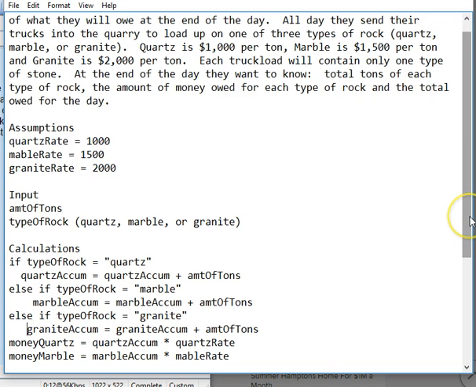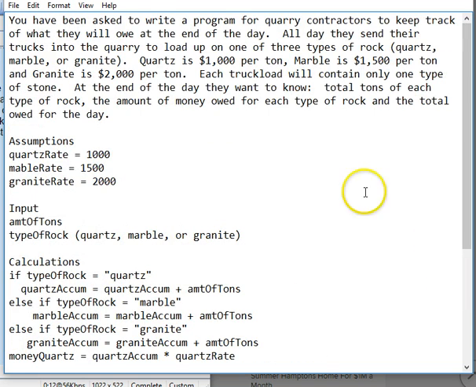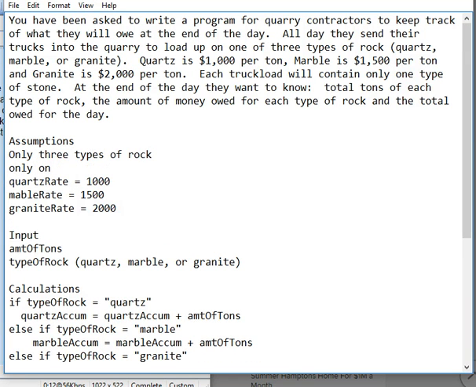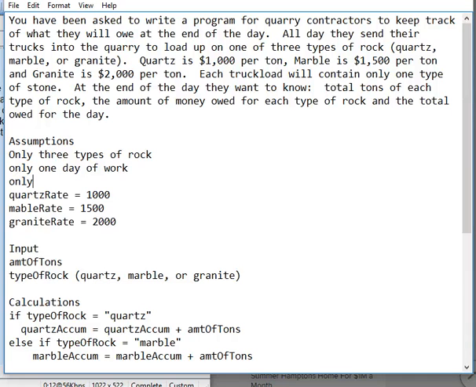So we have now finished our, let's go ahead and do one more thing in our assumptions. Only three types of rock, only one day of work, and only one contractor. All right, so we want to make sure that these are all true, because our solution only works if these are true. All right, that's it for this one. Next time we'll go on to our flowchart.